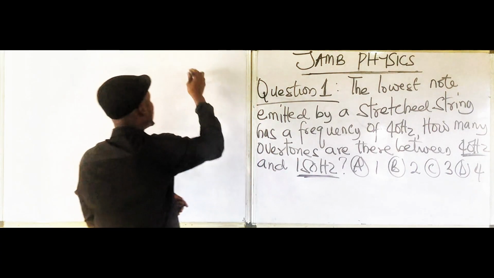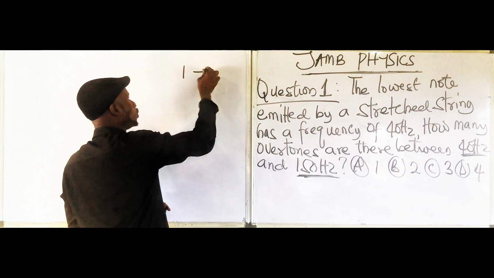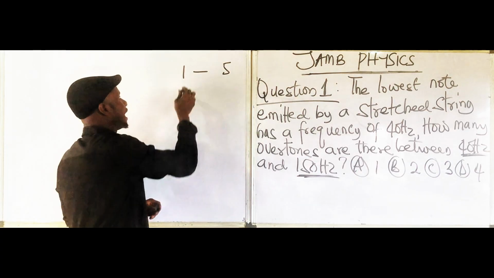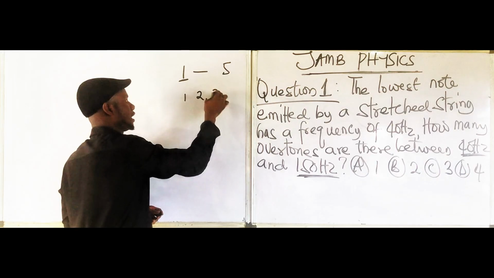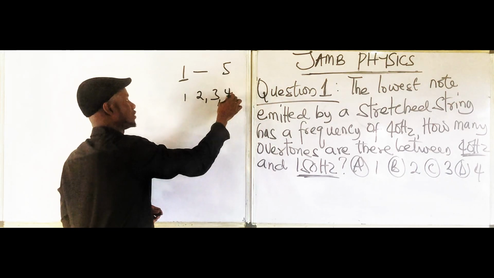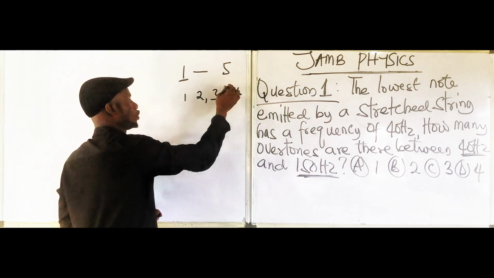Just like if I have 1 to 5. That means if I have 1, it's included. If I have 2, it's included. If I have 3, it's included. If I have 5, it's included. If I have 4, it's included, sorry.